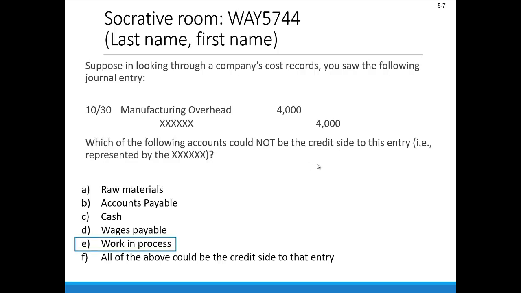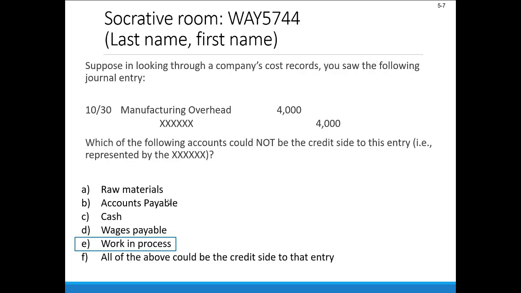So our answer there is E, work in process. When we apply overhead, we apply it to work in process. And this entry would be flipped if this represented the application of overhead, right? We'd have work in process being debited for $4,000 and overhead being credited for $4,000. There is no normal entry that has a debit to overhead representing actual or incurred overhead and a credit to work in process. So that does not fit there.